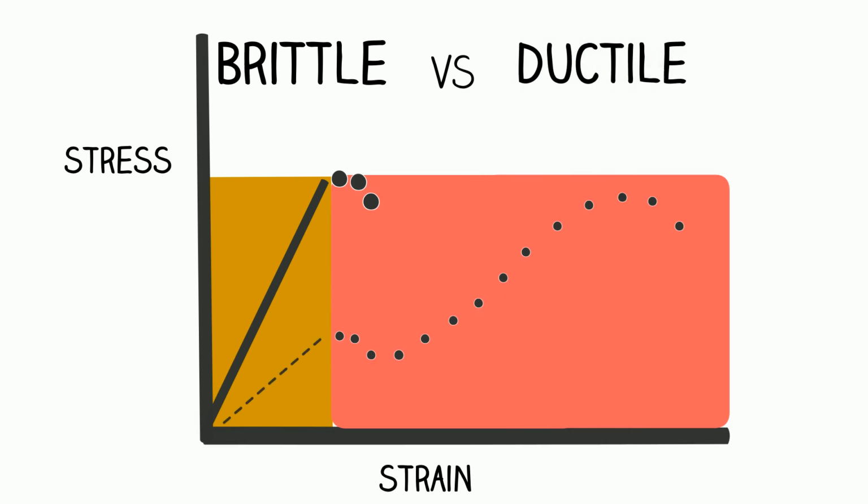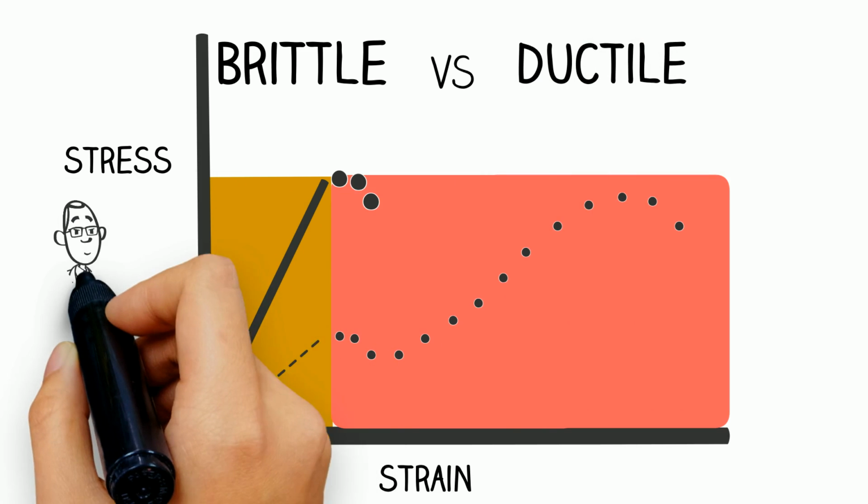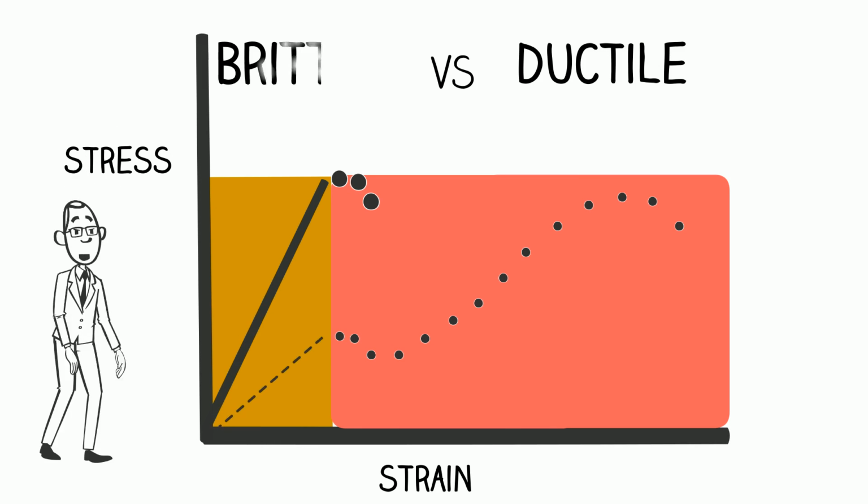A material is ductile when it undergoes a large amount of plastic deformation before failure. Ceramic is brittle and metal is ductile.